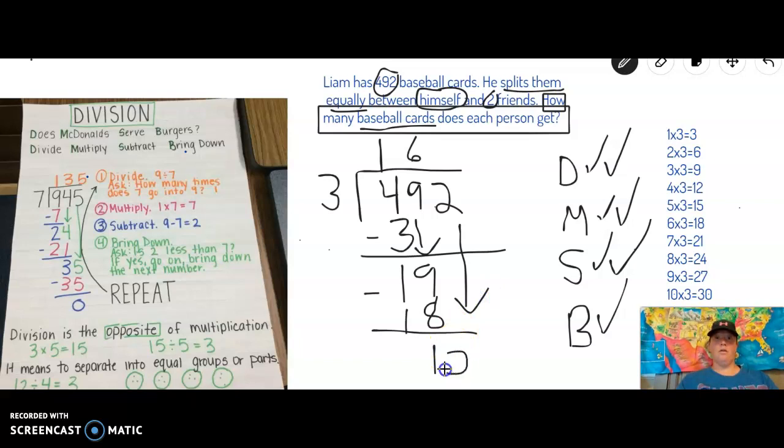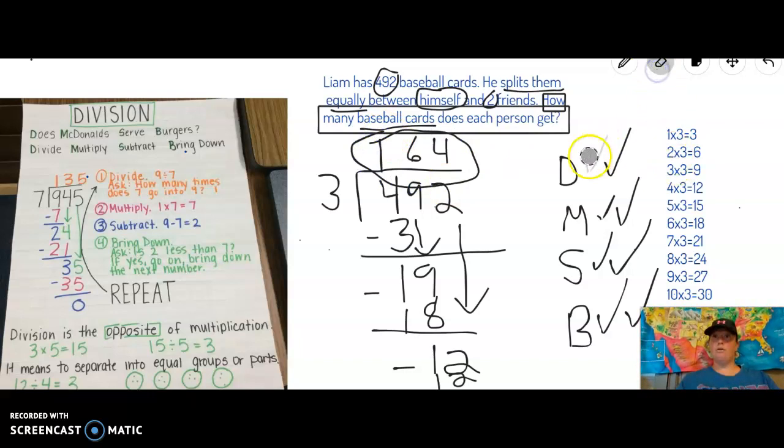Awesome. Next step, repeat. We're going to refresh ourselves. Let's see if we can do it without even checking them, all right? We're going to ask ourselves, how many times does 3 go into 12? We know this answer should not have a remainder because he's splitting them equally. So let's see if we did it right. 1, 2, 3, 4. Perfect. It goes in 4 times. 4 times 3 is 12. And when we subtract 12 minus 12, we get 0. We're done. There's nothing else to bring down. Our quotient is 164. Okay?